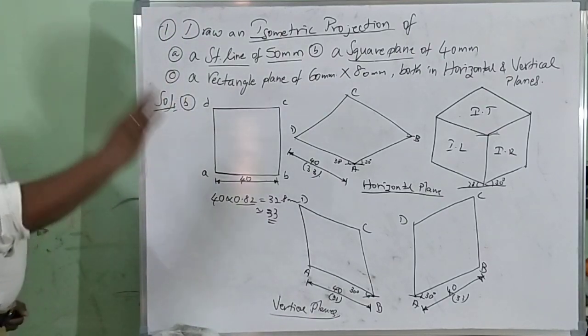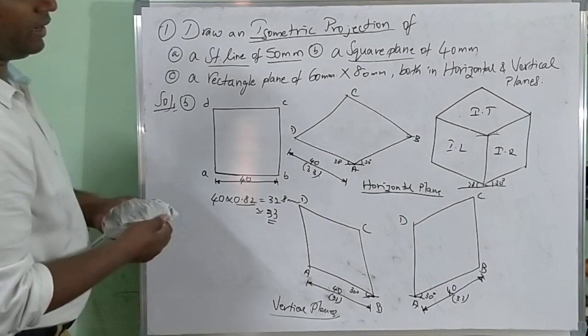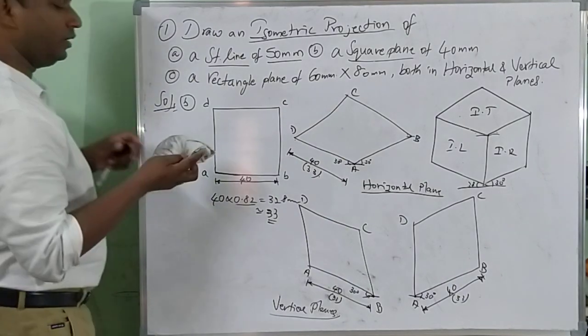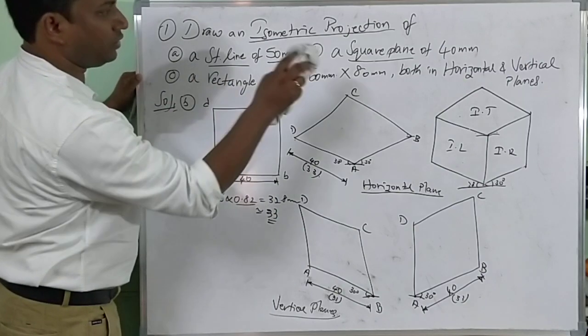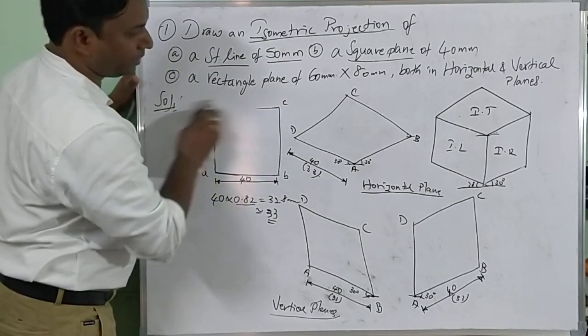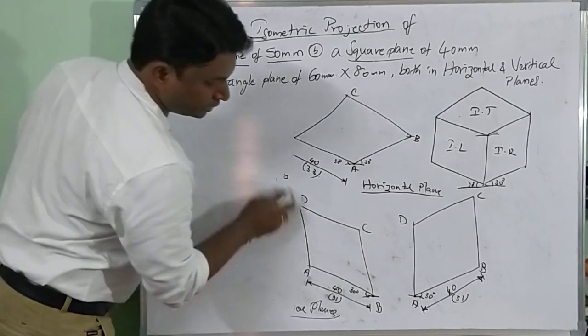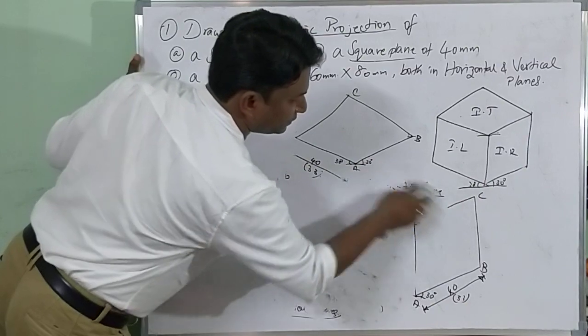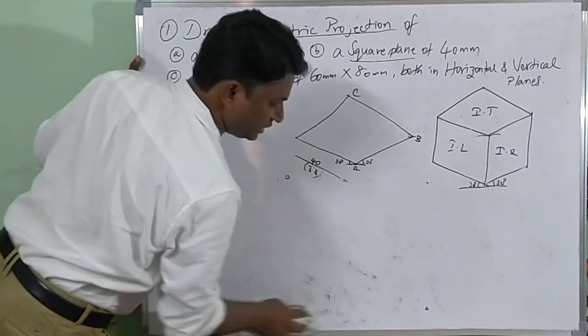See, you are supposed to draw it on a piece of paper. Don't leave it just by watching. That is about your second sub question in the first, isometric projection of a square plane. Now we'll move to the third sub question, rectangle. Same, but changing the dimensions.